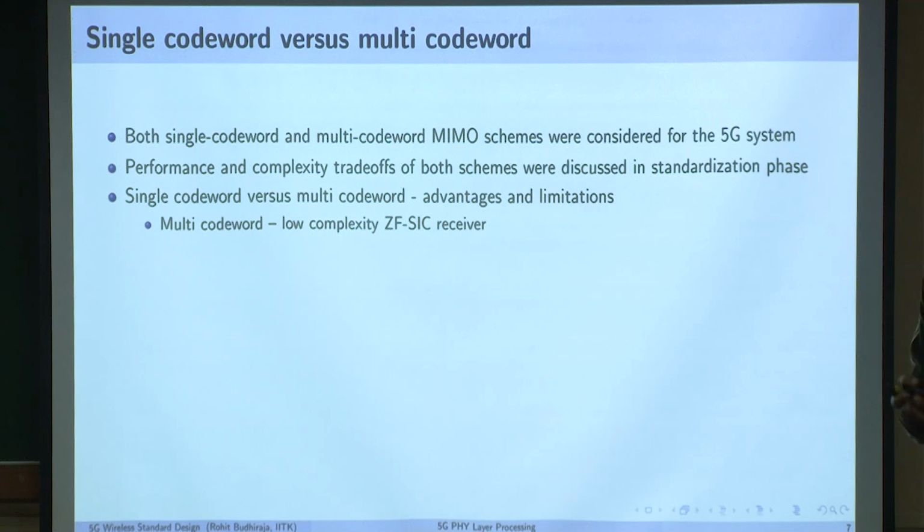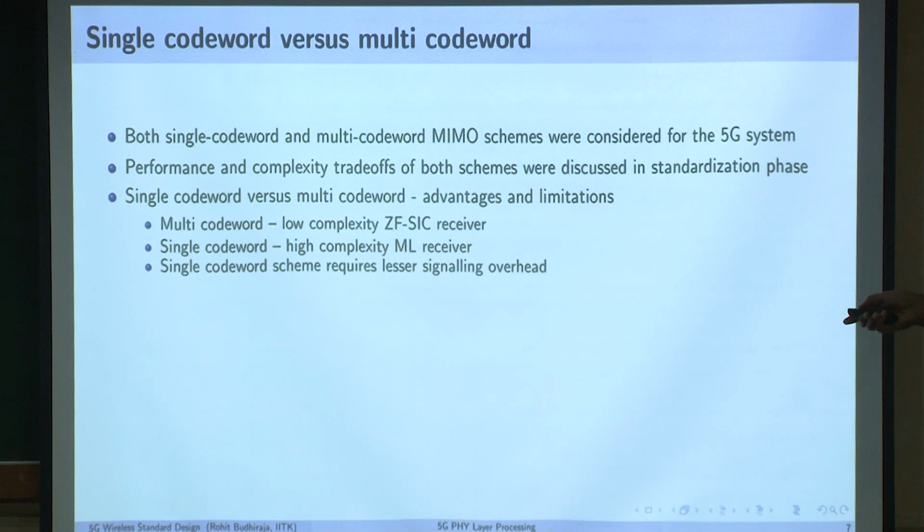How is the maximum likelihood receiver implemented for a MIMO system? We have spoken about it for a SISO system. So multi code word transmission helps in implementation of a low complexity zero forcing architecture. Single code word has high complexity, and requires a high complexity ML receiver if you want to get the best performance. So one allows implementation of a low complexity architecture, the other requires you to implement a high complexity ML receiver. But this should also have some limitation.